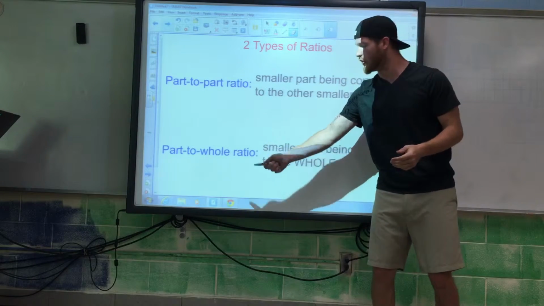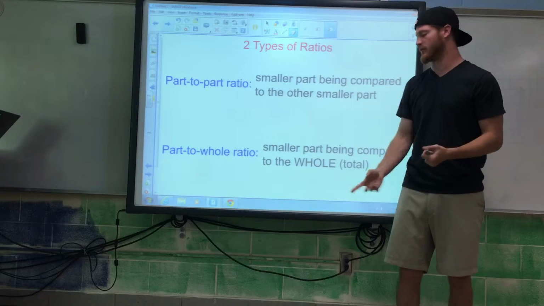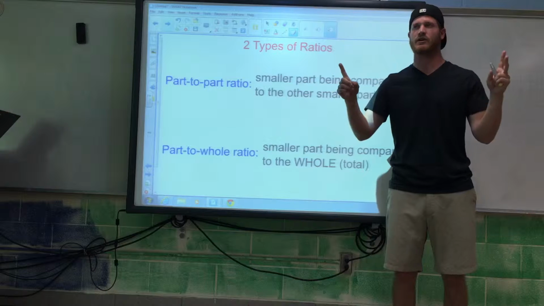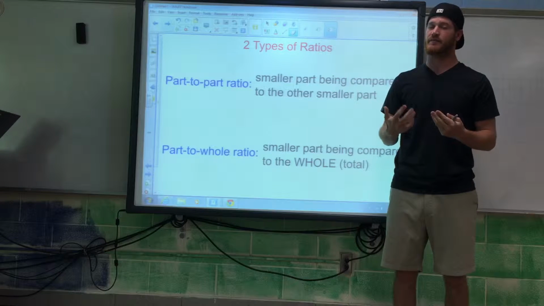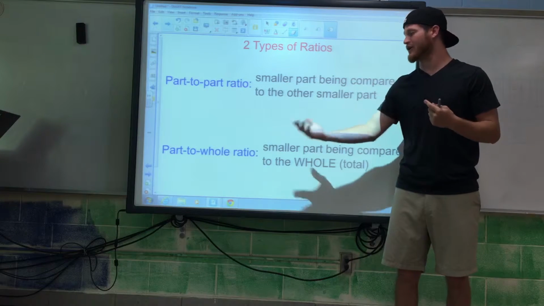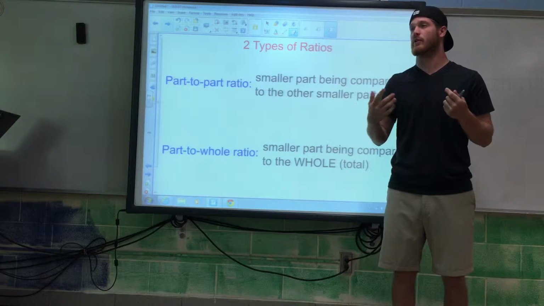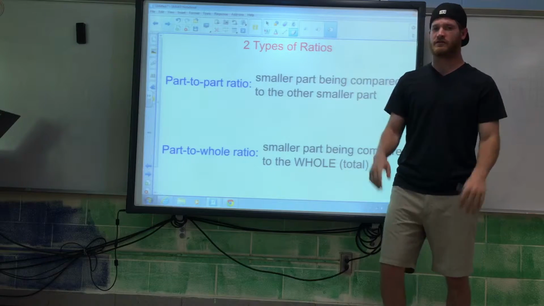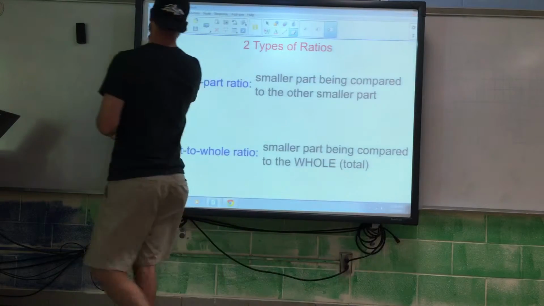The part-to-whole would be asking for the total number of students. Well, if I have one boy and two girls, how many total students do I have? 3. So a part-to-whole ratio would say, what is the number of boys to the total number of students? You'd have the one boy to the 3 total students. The part-to-whole would be 1 to 3.